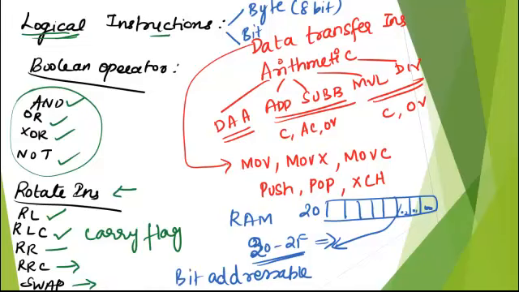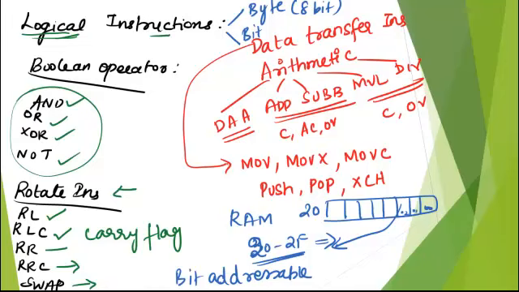Coming to the logical instructions, as I said earlier, we have two types: bit type and byte type. Logical instructions operate on bits, either 0 or 1, basically binary. The Boolean operators available as instructions in the 8051 are AND, OR, XOR and NOT. Other than these, we also have rotate instructions.